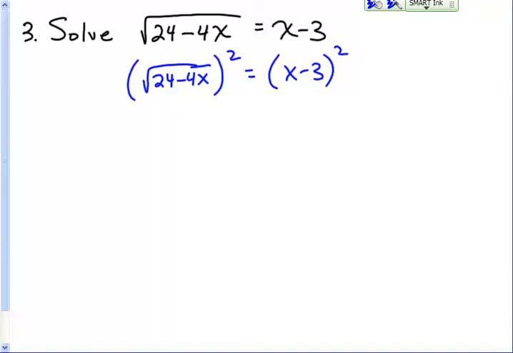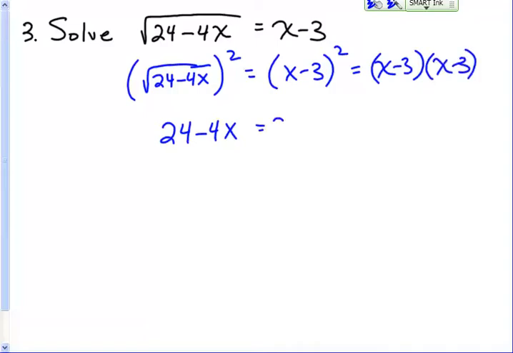On the left side, if you square something that's under a square root symbol, those are inverse operations. It just undoes the square root. On the right side, we have to FOIL this out. It becomes x minus 3 times x minus 3. If I FOIL that out and simplify it, I get x squared minus 6x plus 9.